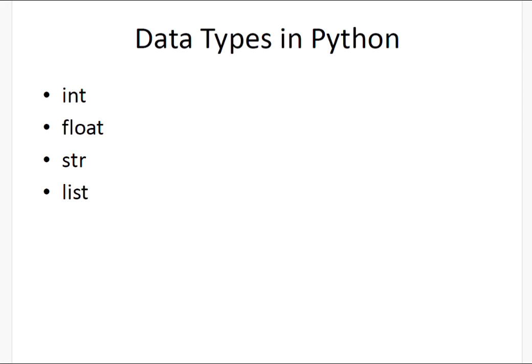Next are the data types in Python. In Python we have four kinds of data types. They are int, float, string, and list. There are not only four kinds of data types. Actually, the data types are divided into five categories.